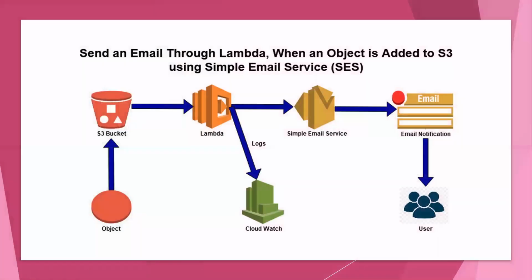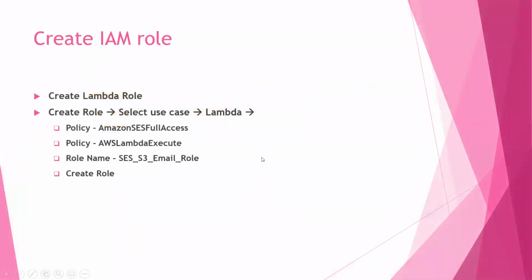So the flow for this POC is: when an object is added to the S3 bucket, Lambda will be triggered and it will send a notification to the user using the Simple Email Service. And we can check all those logs for the Lambda in CloudWatch, right? So let's start the POC.